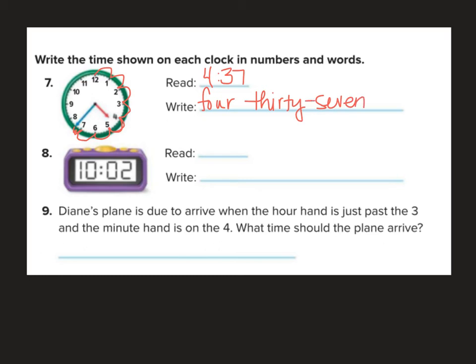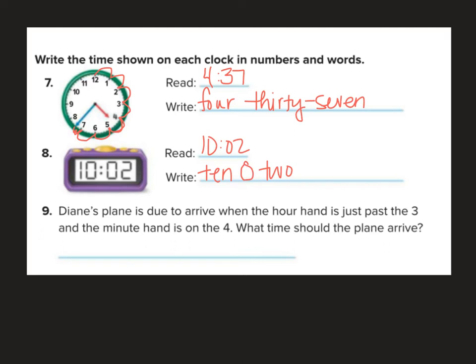Okay, next. Wow, this is tricky. 10:02. I don't know, maybe that's how you write it. I don't know how to write 10:02. All right, I looked up how to write 10:02 in words, and it appears you write 10 and you do like a big O, 2.